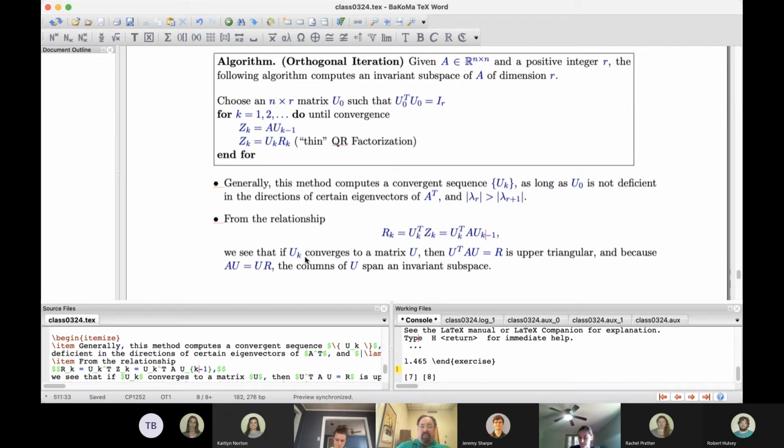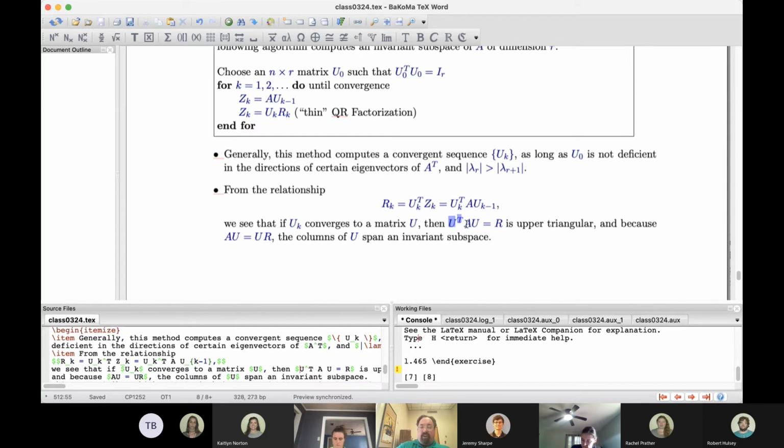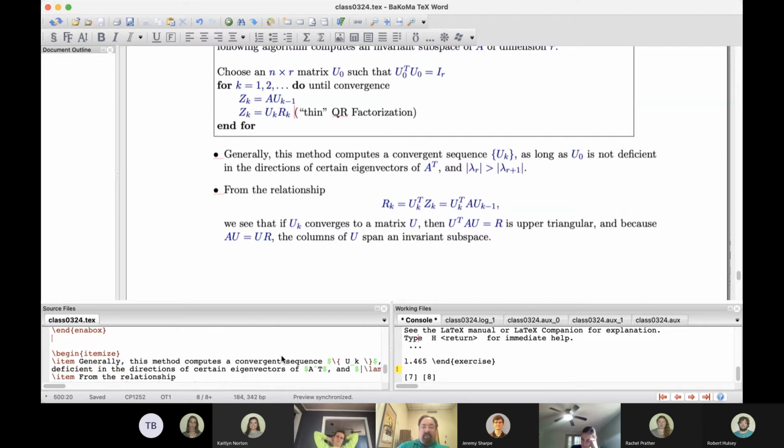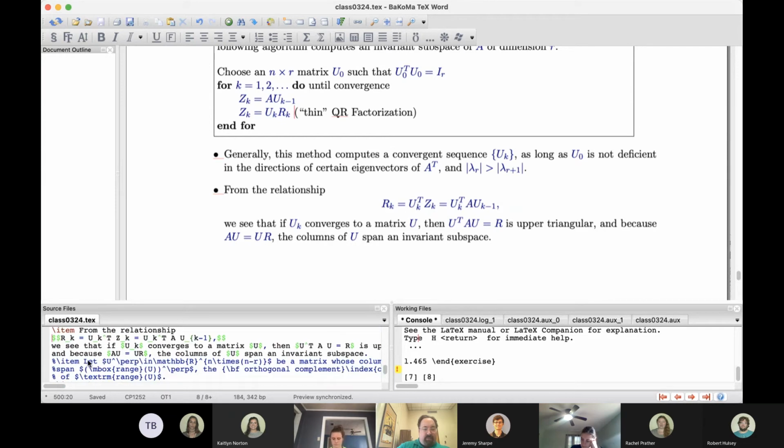However, let's suppose that these U's converge. Then in the limit, we get U transpose A U is R, and that is upper triangular. And now I have this relationship: A U is equal to U R, because I have A U_{k-1} equals U_k R_k. But if the U's converge, then these two are equal. So what this says is the columns of U form an invariant subspace. They may not be eigenvectors, but you can work with just those R columns to get eigenvectors.